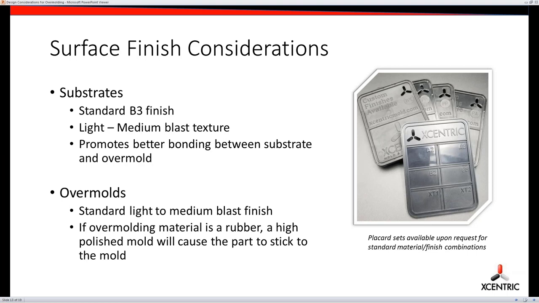In regards to the overmolding, again, this is really going to depend on the material, that second shot. Is it a rubber? Is it another rigid plastic? If it's going to be a rubber type material like a TPE, TPU, probably want to stay away from polish. The polish doesn't take well to those materials anyway. And in addition, if we do, it can cause the part to stick within the mold. Absolutely.